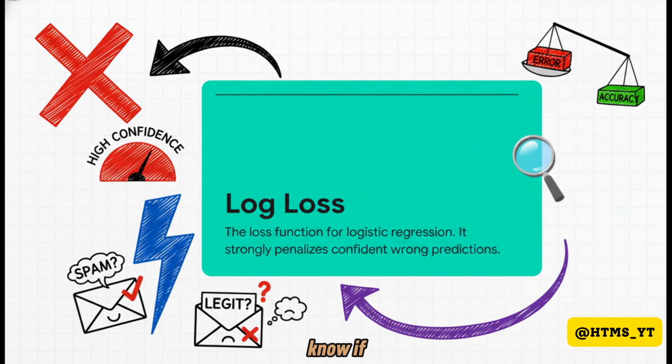So how does it know if its line is any good? It uses a sort of grading system. This is called log loss. And what's really clever about it is that it doesn't just penalize wrong answers. Oh no, it penalizes overconfident wrong answers. So if the model shouts, "I'm 99% sure this is spam," and it's wrong, wham, it gets a massive penalty. It basically teaches the model not just to be right, but to be, well, not too cocky about its predictions.